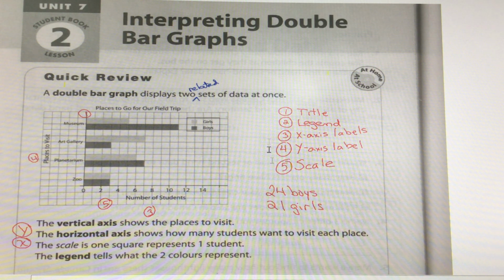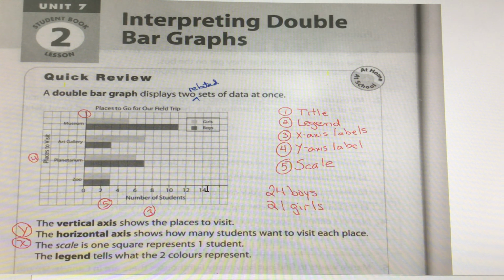So off to the side here, I've put the different aspects that we need to see in a bar graph. Number 1, we have a title. Number 2 is a legend. Our legend here is split into girls and boys. Number 3 is our x-axis labels, and the x-axis labels are down here. So we have the scale and then the label, and the x-axis is always our horizontal axis.